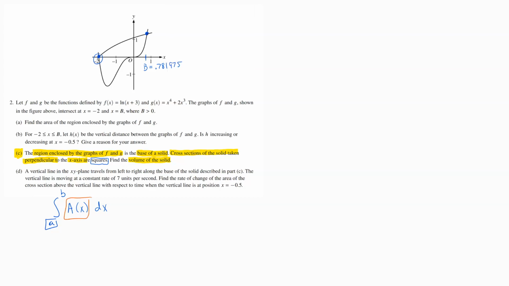Now what we have to do on this problem, the key to any of these cross-sectional area problems, is coming up with our area equation. They told us first and foremost that the area we're looking for here is a square, so our area formula needs to be a square. The area of a square is base times height, but normally they call it side squared. So what we need to do is figure out a formula for our side.